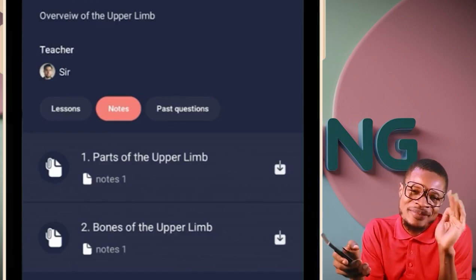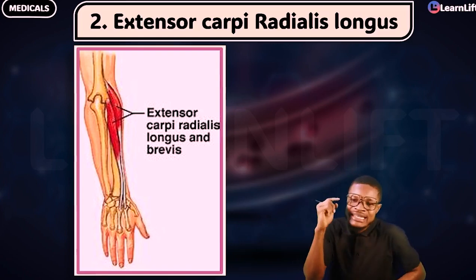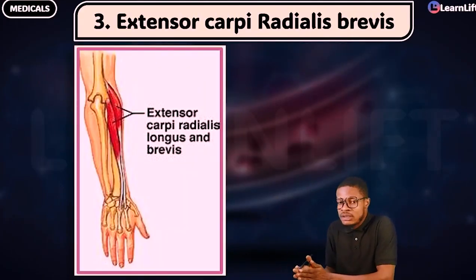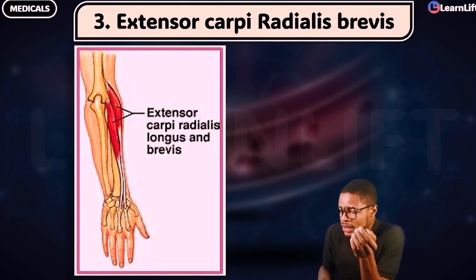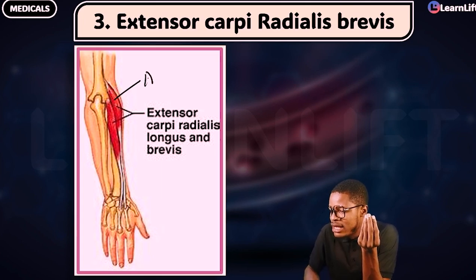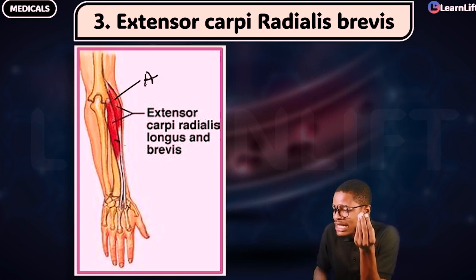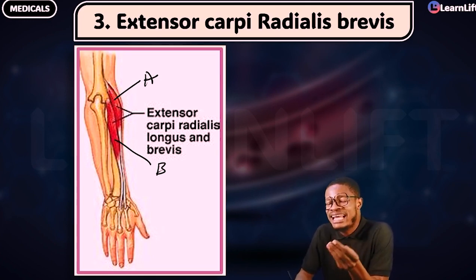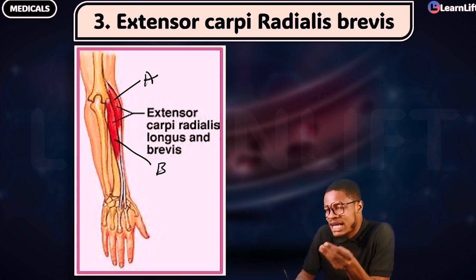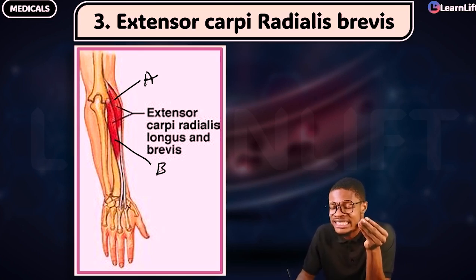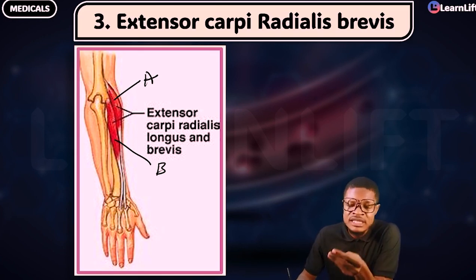The next part is your extensor carpi radialis brevis. Now, these are two muscles there. One is long, the other one is short. This guy here, A, is the longus. This guy here, B, is the what? Brevis. Extensor carpi radialis longus and extensor carpi radialis brevis carry out the same function. The only difference is that one is longer than the other. Your brevis is the shorter one.